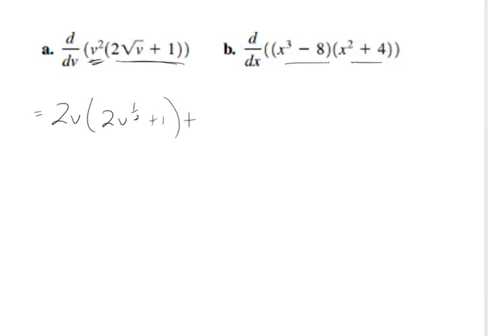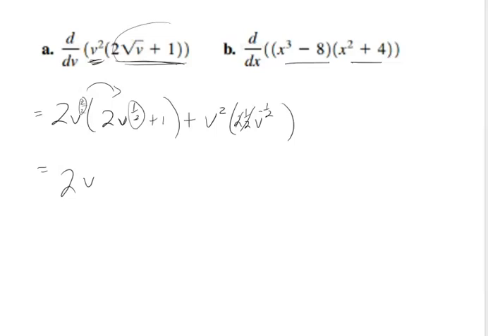Plus, leave that guy alone. And then multiply by the derivative of this one. Maybe you want to look at this version because we use the power rule. Bring the 1/2 down, so it's 2 times 1/2 times v to the negative 1/2, take 1 away from that, plus 0. And then you can ask yourself, well, 2 times 1/2 is 1. You could run this through as 2v to the 1/2 plus 2/2, right?